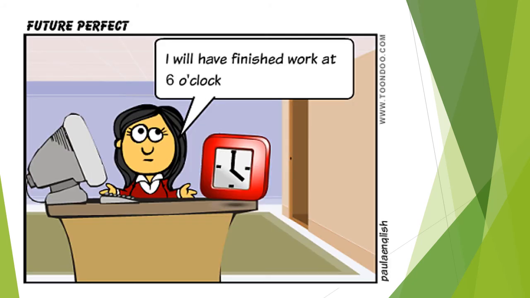Future perfect. Here you can see a lady. She has planned something or has an expectation that she will finish her work. I will have finished work at 6 o'clock. Means her expectation is there that I will have. Will is the helping verb. Have has to be added here. Finish is the main verb and its third form is finished. Finish, finished, finished. So children, hope you understood this one. Let us move to the next.